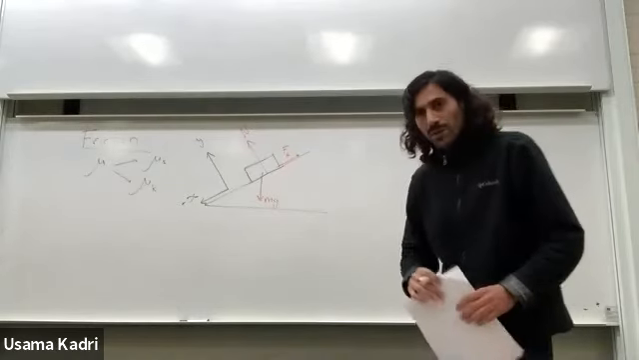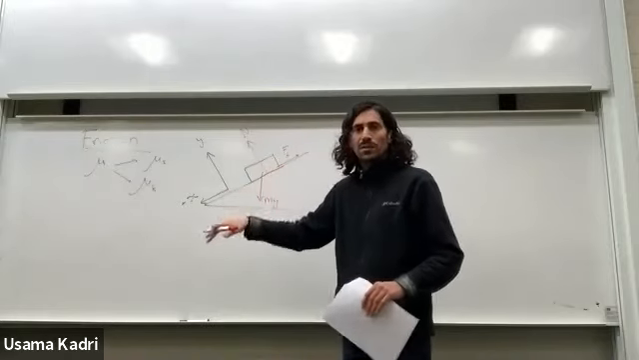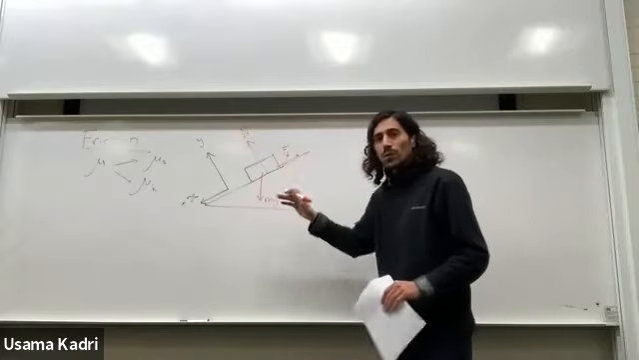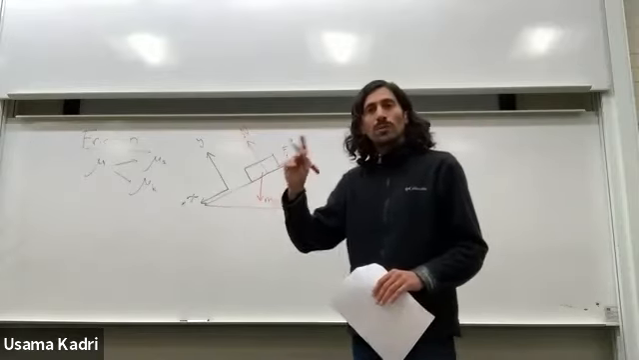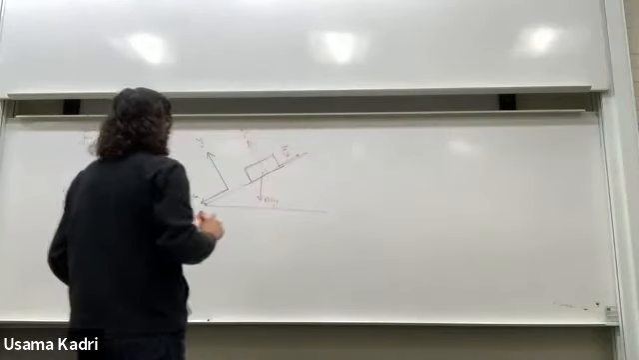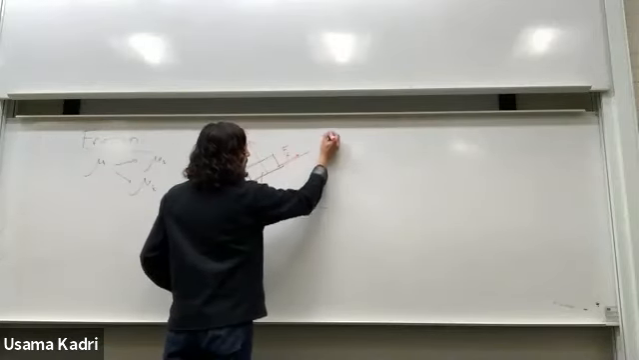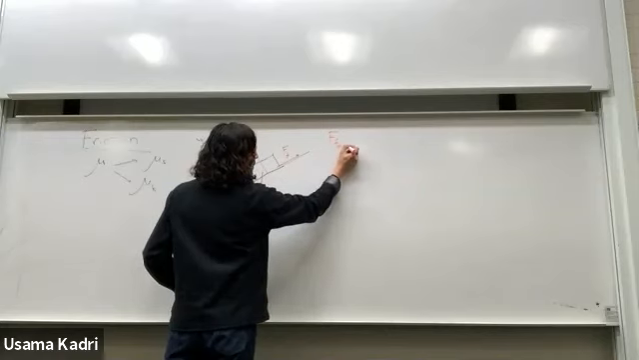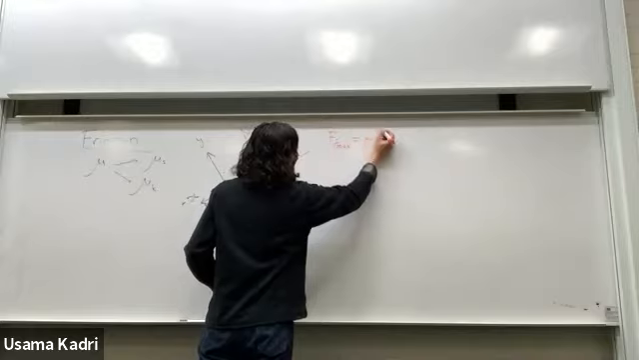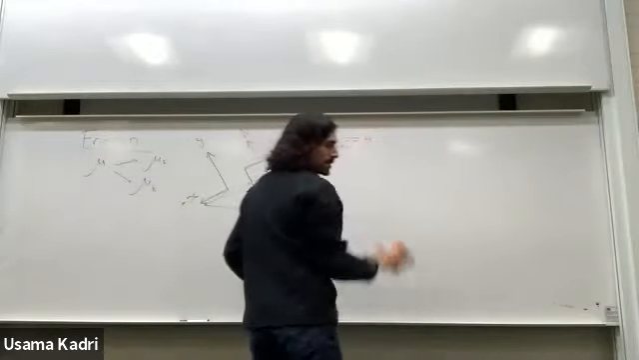If I want to talk about the moment that this object is just about to start moving downwards, okay, it's not moving yet, it's just about to start moving, then I will have to talk about mu s. And I remind you that the relation for the friction force, the maximum friction force, is mu times N, the normal force.